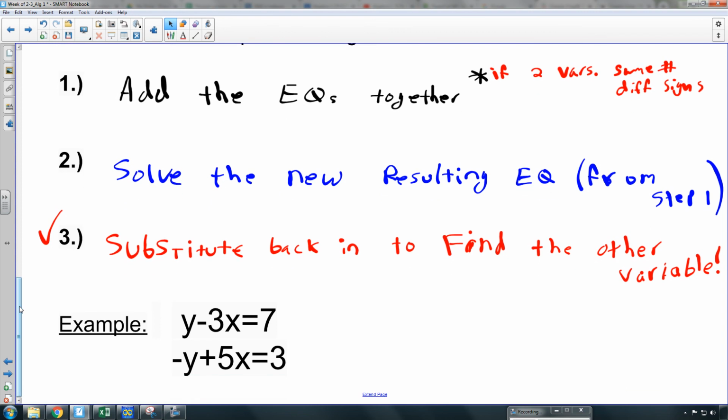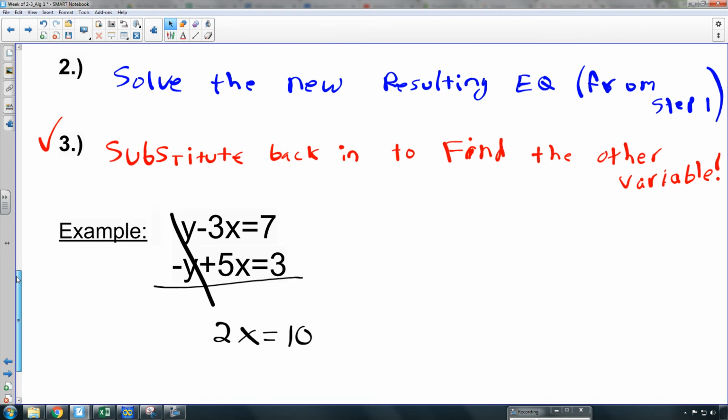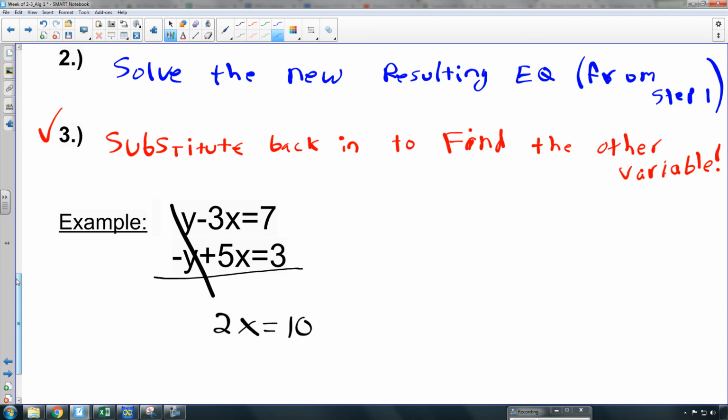So add the equations together. That's step 1. It's in black. If we added these equations together, what would we have here? Well, the y's are gone, yeah? So we got 2x equals 10. Now step 2 was in, I think, blue, and it said solve this equation. So when I say solve the equation, I'm talking about this equation. So I want to divide by 2, and I get x equals 5.